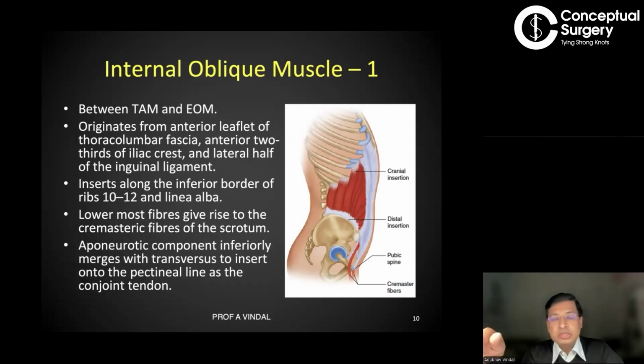The lowest most fibers of the internal oblique muscle give rise to loops of fibers which go around the spermatic cord and are known as cremastric fibers. The lower part of the internal oblique, which becomes tendino-aponeurotic, also merges with the tendino-aponeurotic part of the transversus abdominis to form the conjoint tendon, which then goes on to insert onto the pectineal line of the pecten pubis.